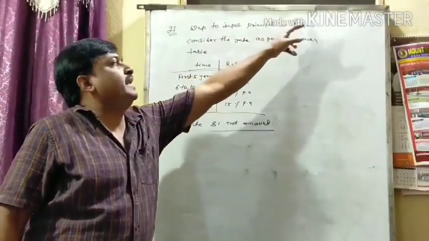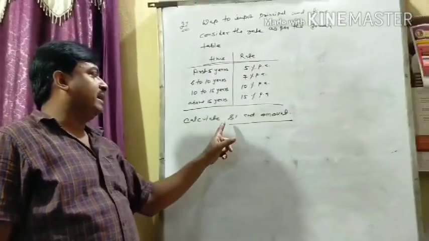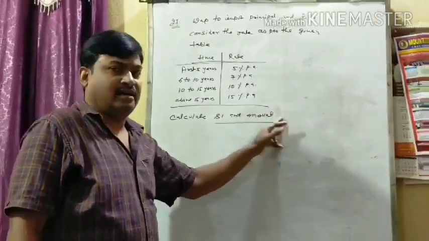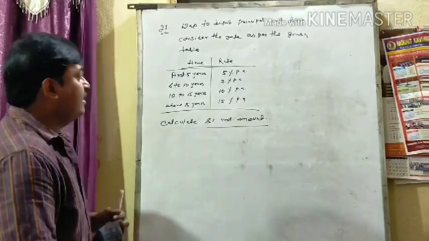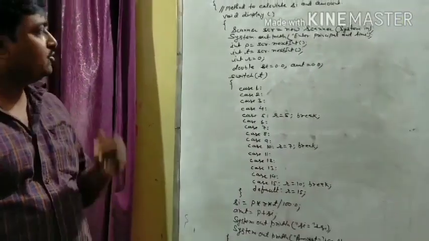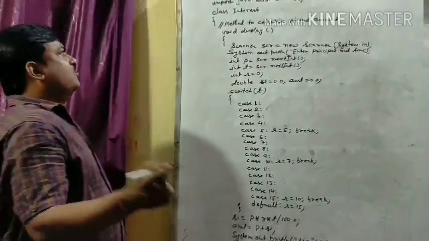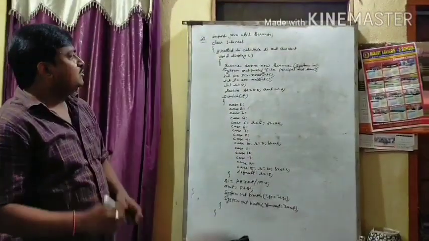So we have to input principal and time. From this table we will get the rate, and we have to calculate SI, that is simple interest, and amount. Okay student, I hope you have understood the question. Now I am giving you the solution. Student, so this is your question number 27. The question I have explained.